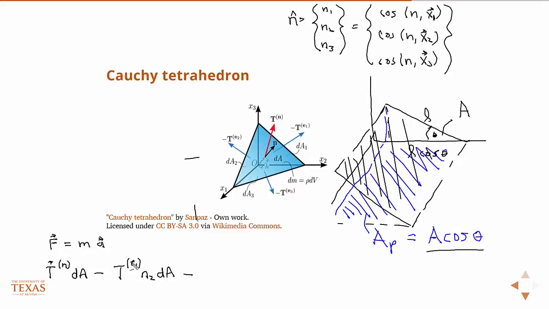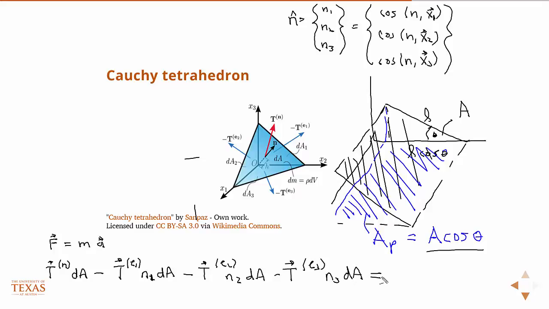And then so likewise, I have T E2. I'm sorry, this is N1, N2 dA minus T E3 N3 dA.